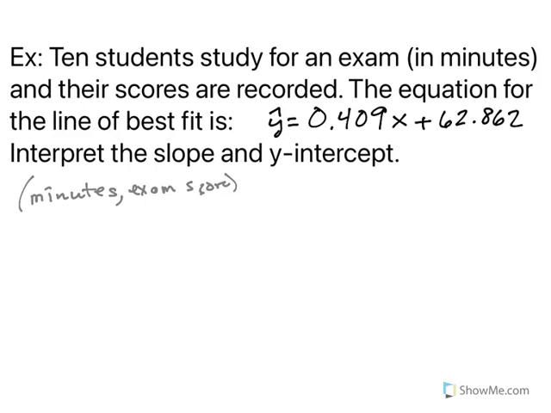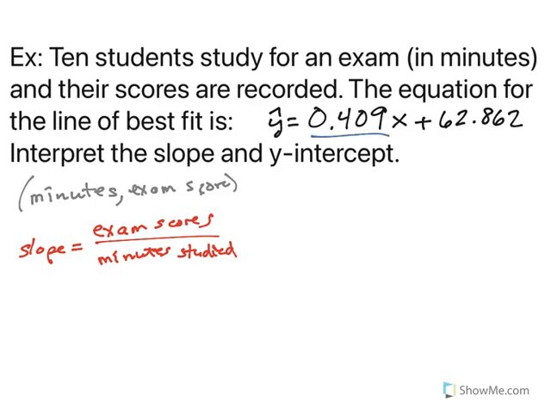So when you think about the slope, slope is the change in y value. So we're talking about exam scores over minutes studied, okay? I'm a very visual person, so by writing this out, it helps me. So now I know the slope is 0.409. Let's put it over 1. So that means 1 minute studied.